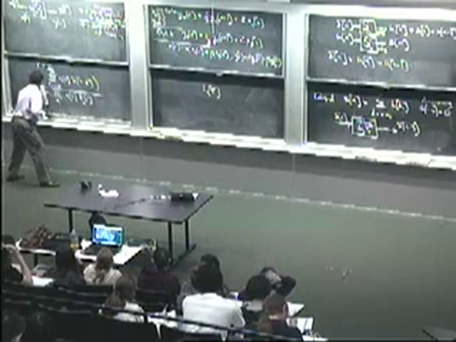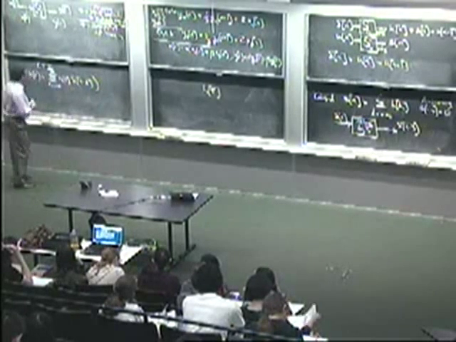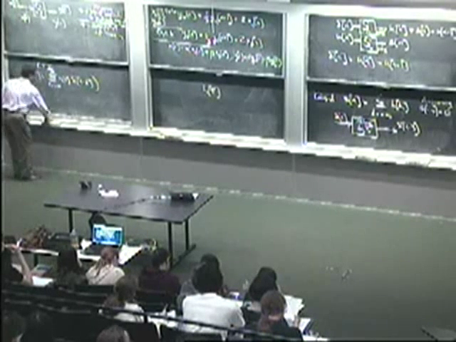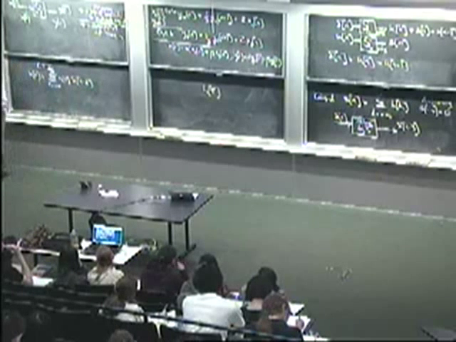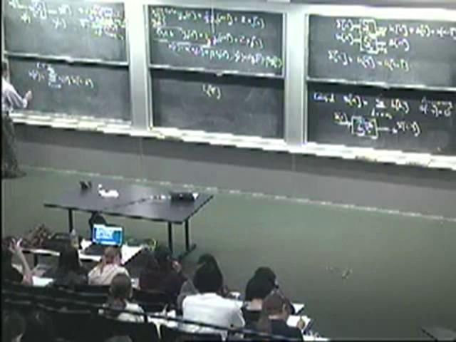Okay, let me actually erase this because I don't want to confuse you with that. Okay, so if this is what goes in, it's a weighted combination of delayed unit sample functions. What is it that must come out?